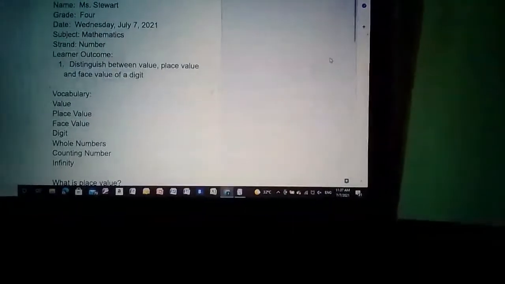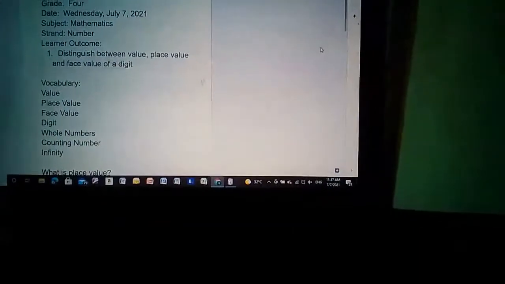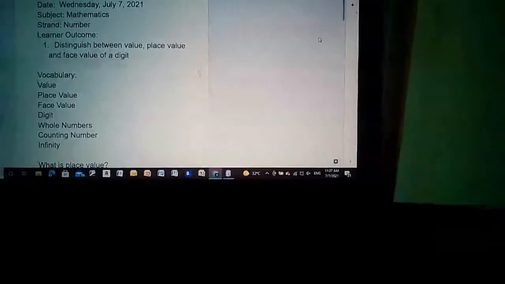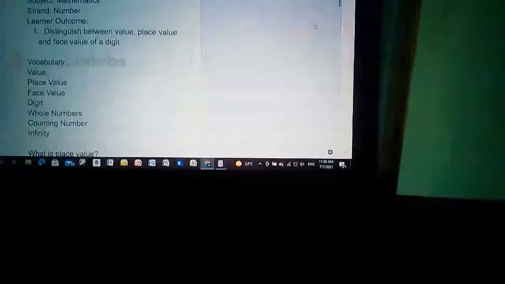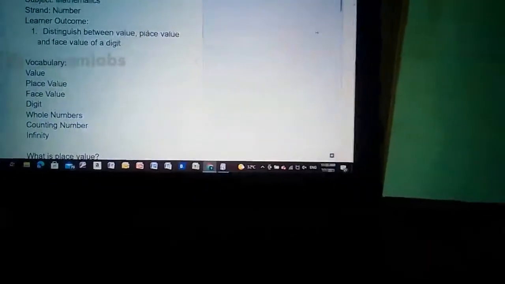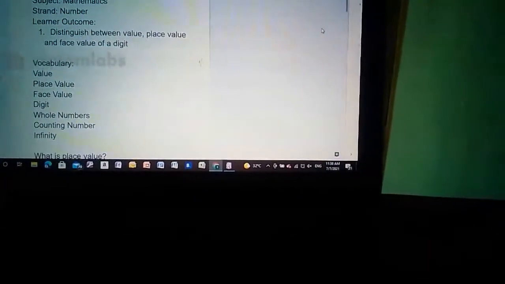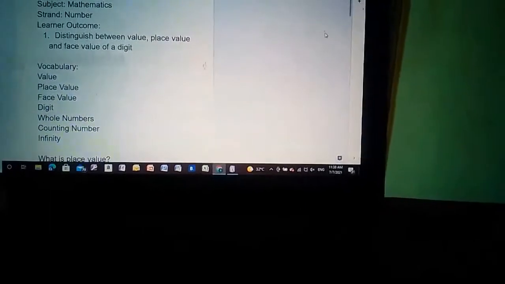So I have some vocabulary words for you. And I want you, if you know what each means, to write it in the chat. Value. What is the value of a number? Place value. What is the place value of a number? Face value. What is the face value of a number? And remember, digit. Digit means there are 10 digits.